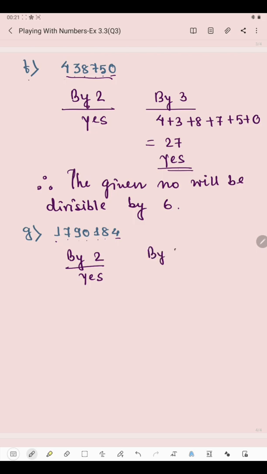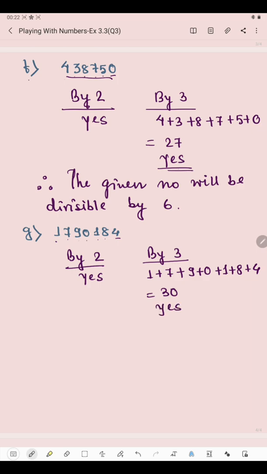Now we'll check the divisibility by 3, so we'll find the sum of all the digits. So 1 plus 7 plus 9 plus 0 plus 1 plus 8 plus 4. So 7 plus 1 is 8, 8 plus 9 is 17, 17 plus 0 is 17, 17 plus 1 is 18, 18 plus 8 is 26, 26 plus 4 is 30. And 30 is divisible by 3.